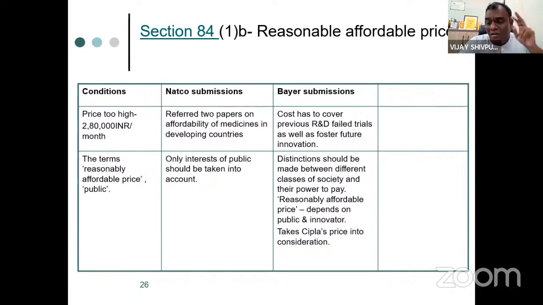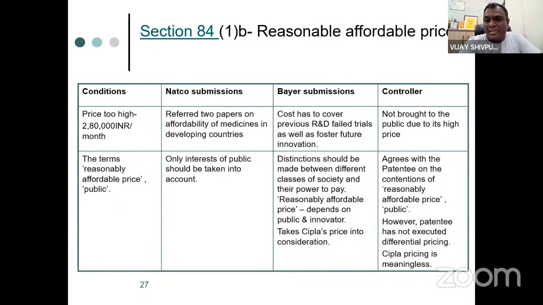Now, Bayer also submitted to take into consideration CIPLA's pricing, so Bayer was banking more on an infringer's point of view to avoid the compulsory license here. The controller said that the price is high, basically not brought to the public due to its high price. So the price is really very high. Agrees with the patentee on this, that reasonably affordable price is different for everyone. But the patentee has not executed any differential pricing.